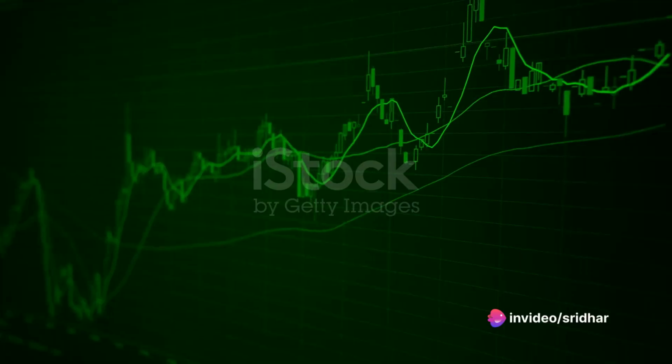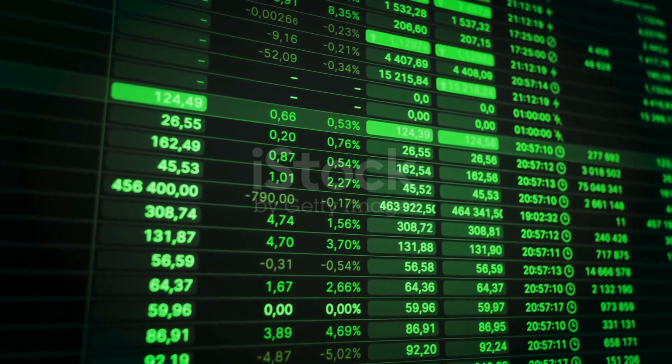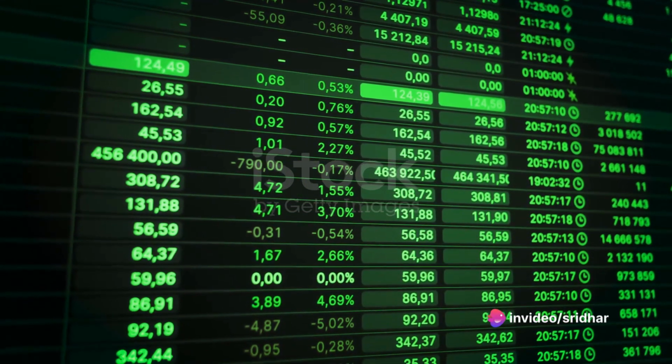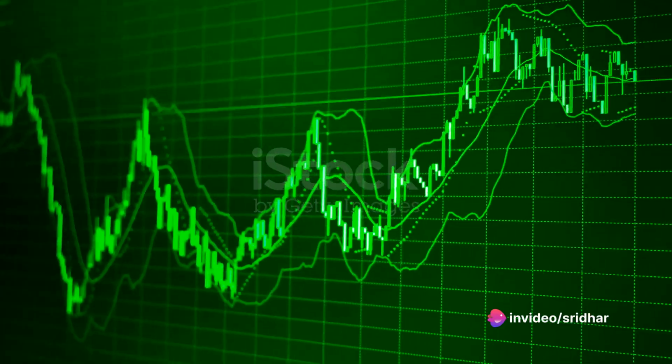Similarly, a break below an ascending trend line can indicate a potential shift from an uptrend to a downtrend. But remember, trend lines are not foolproof. They are just one piece of the trading puzzle. It's crucial to combine them with other technical analysis tools for a more comprehensive trading strategy.